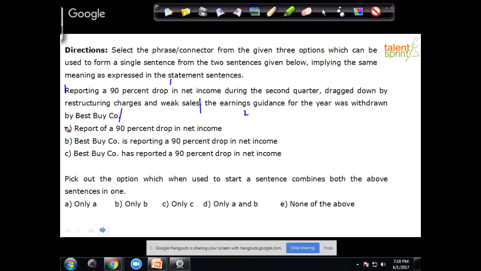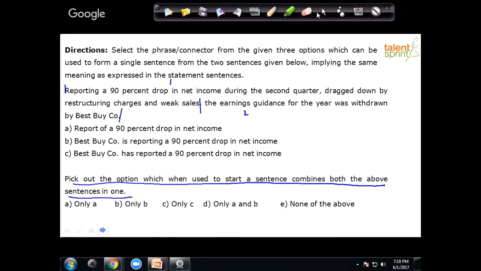Okay. Oh yeah, hold on. I think it says here, we missed out this direction. It says, pick out the option which when used to start a sentence, combines both the above sentences in one. Let me just go back and see if that was the direction given for the previous one also. Hold on 1 second.